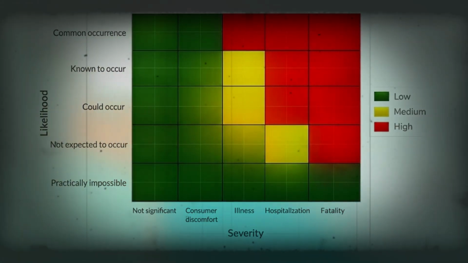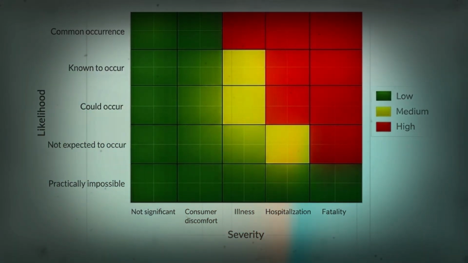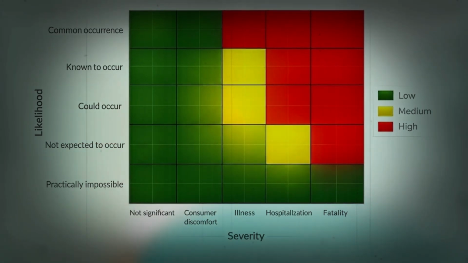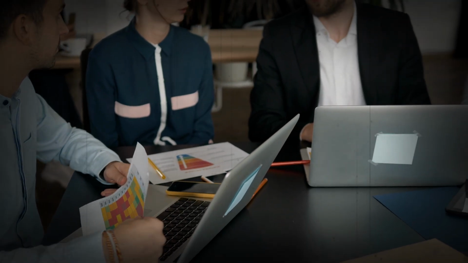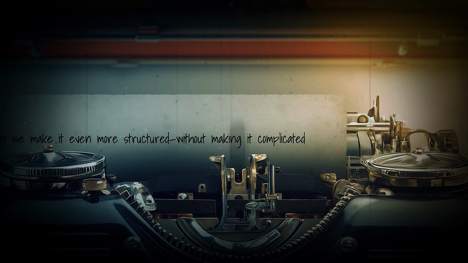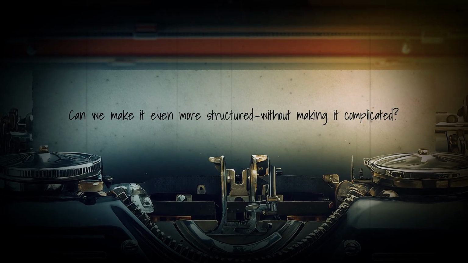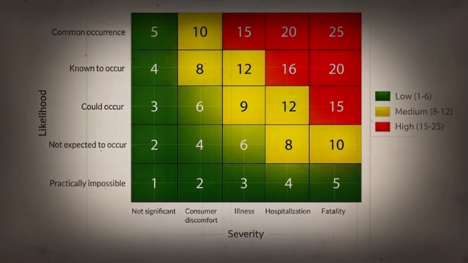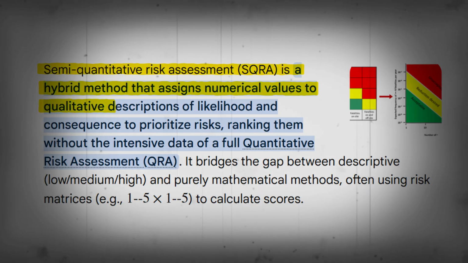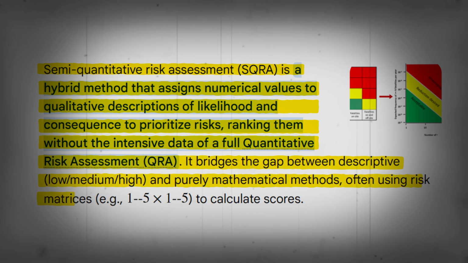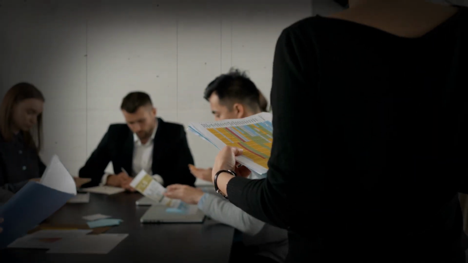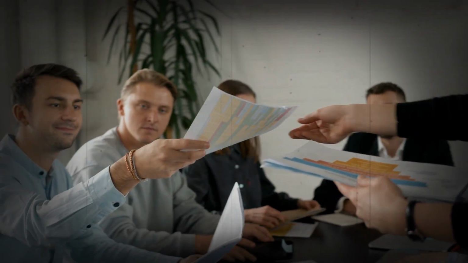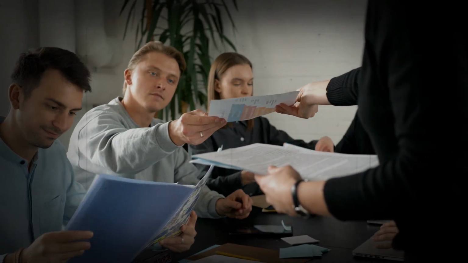Now that we've seen how a well-designed qualitative matrix can sharpen our understanding of risk, the next step is asking, can we make it even more structured without making it complicated? That's where semi-quantitative risk assessment comes in. Think of it as a bridge. It sits between the simplicity of descriptive terms and the depth of full-blown quantitative analysis. It adds just enough structure to improve consistency without requiring a PhD in statistics.